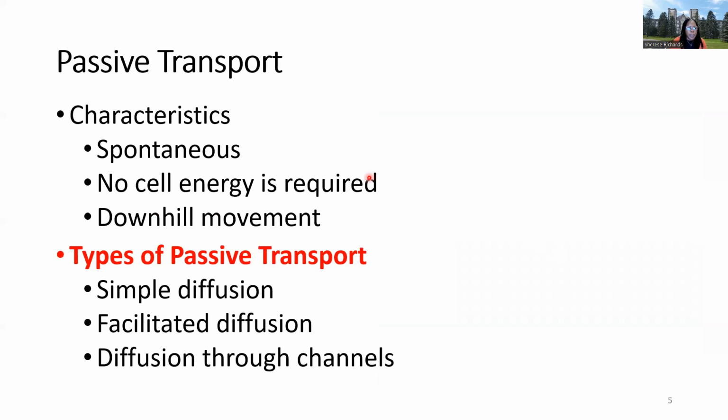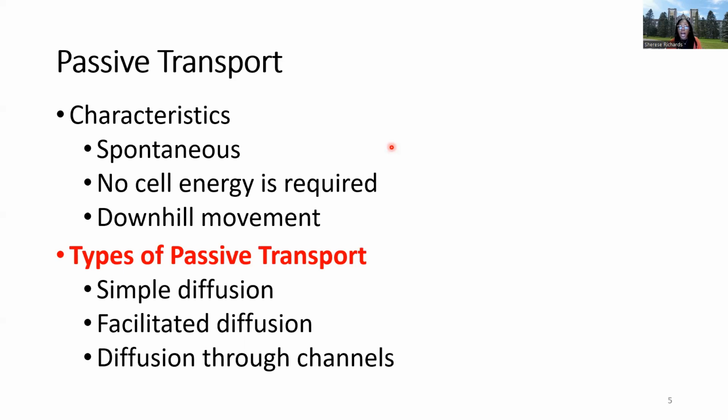Okay. So as we speak about passive transport, some of the characteristics: it is spontaneous, there is no cell energy required, it is a downhill type of movement. The types of passive transport that we see are simple diffusion, and simple diffusion means that the molecule or particle in question can go freely through the cell membrane.